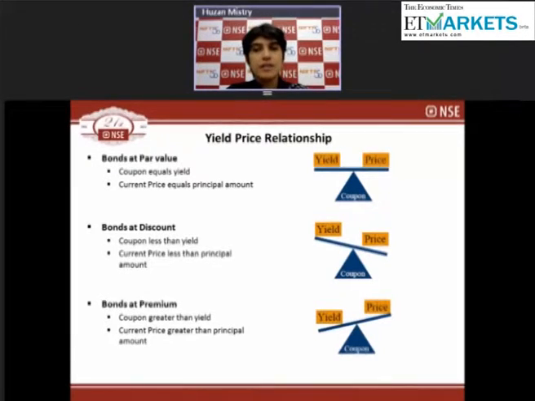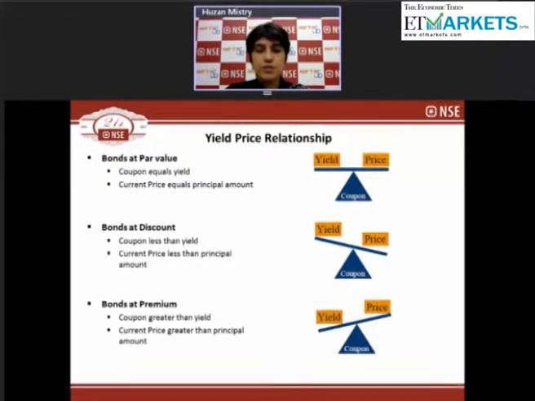I'll restate this for completeness. When a bond is at par value, it's quoted at the coupon yield. So my yield and price are basically the coupon, the bond being traded at par, which is at the face value at which it was issued.